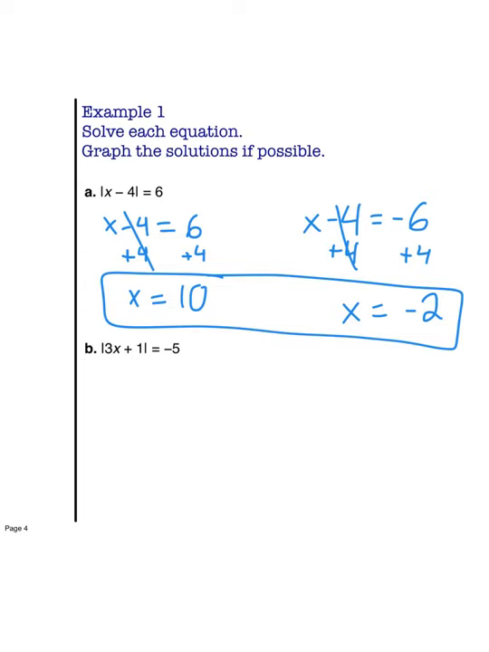All right, let's try the second one. I have the absolute value of 3x plus 1 equals -5. Well, the absolute value is equal to a negative, which is impossible. So this one has no solution.